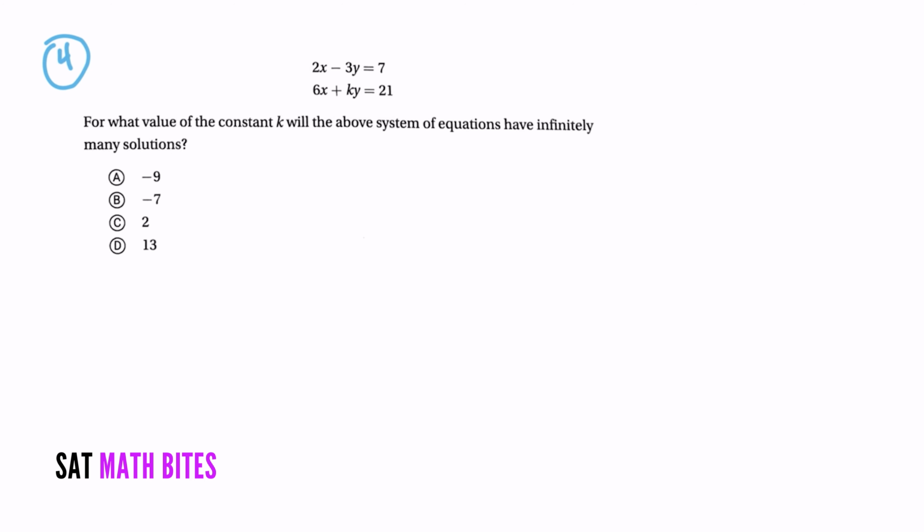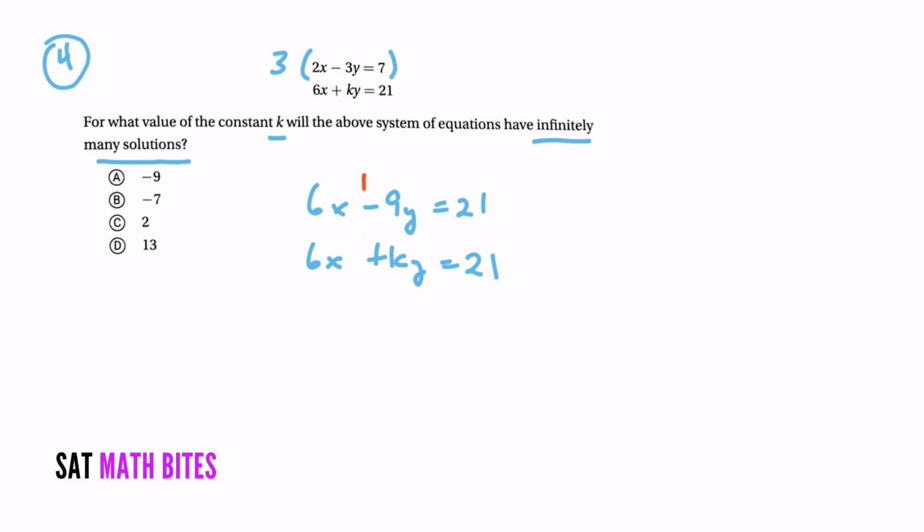On number 4, we want to find the value of k that will create a system that has infinitely many solutions. That basically means the two equations are exactly the same, meaning that they would overlap. So if I multiply the top equation by 3, that would give me 6x minus 9y equals 21. And that looks almost exactly like the bottom equation, except that we have a negative 9y and a plus ky. So that means that if k is negative 9, the equation would be exactly the same. That's why the answer to number 4 would be A.